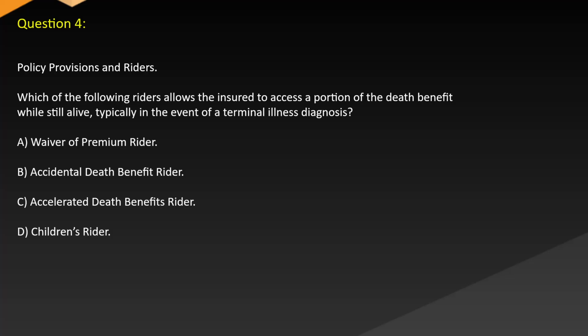Question 4. Policy provisions and riders. Which of the following riders allows the insured to access a portion of the death benefit while still alive, typically in the event of a terminal illness diagnosis? A. Waiver of premium rider. B. Accidental death benefit rider. C. Accelerated death benefits rider. D. Children's rider.